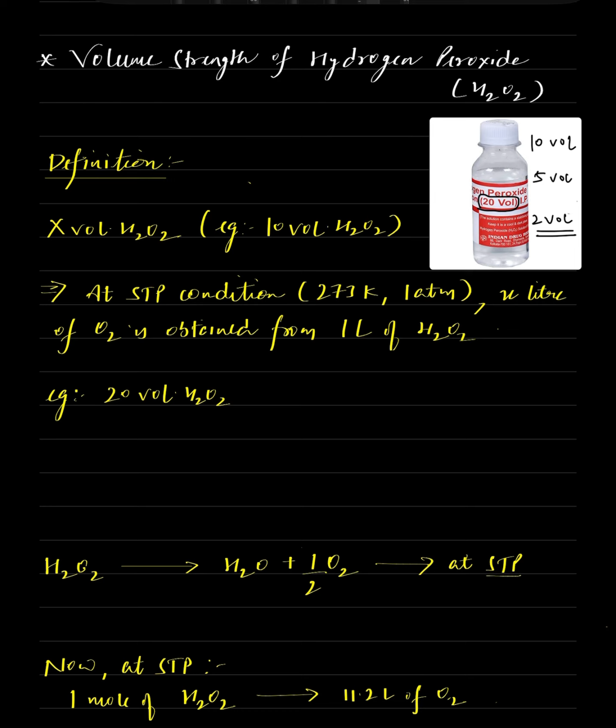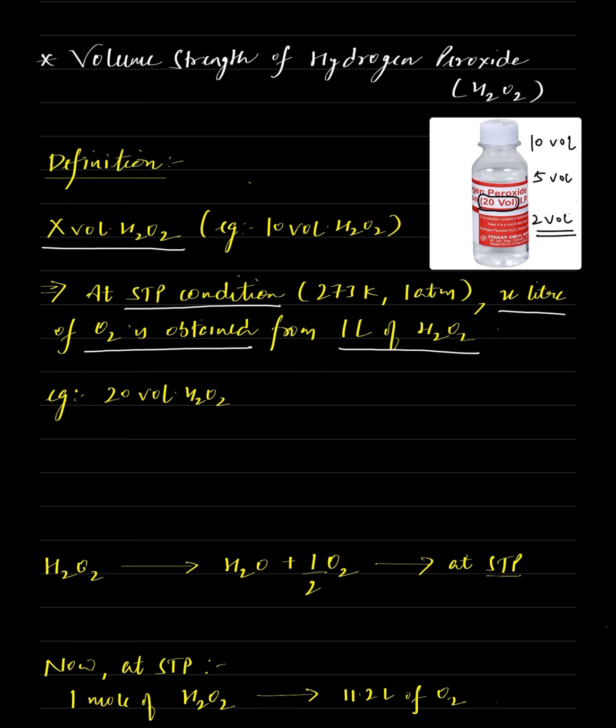So basically, if we say that x VOL H2O2 is there, if x is the volume strength of H2O2, what is the meaning of this? That means that at STP conditions, x liter of O2 is obtained from 1 liter of H2O2. Simple. That is the meaning of x volume strength of H2O2.